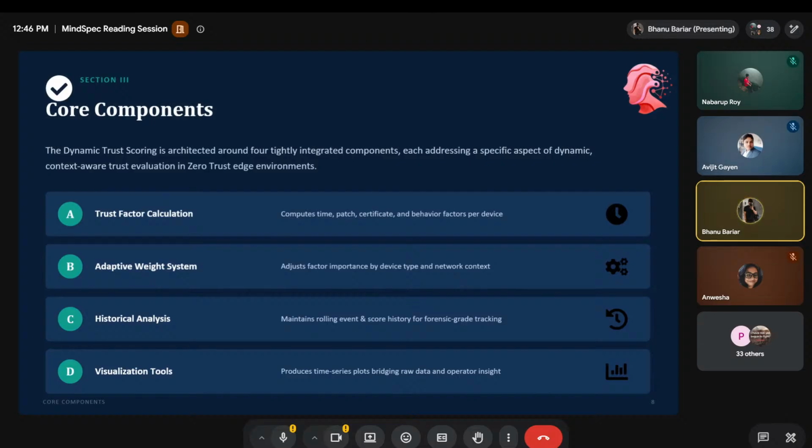Here, the four components are mentioned with a brief note. Trust factor calculation computes time, patch, certificate, and behavior factors per device. Adaptive weight system adjusts factor importance by device type and network context. Historical analysis maintains rolling event and score history for forensic-grade tracking. And visualization tool produces time series plots, bridging raw data and operator insight. Let's now explore each component individually, beginning with trust factor calculation.